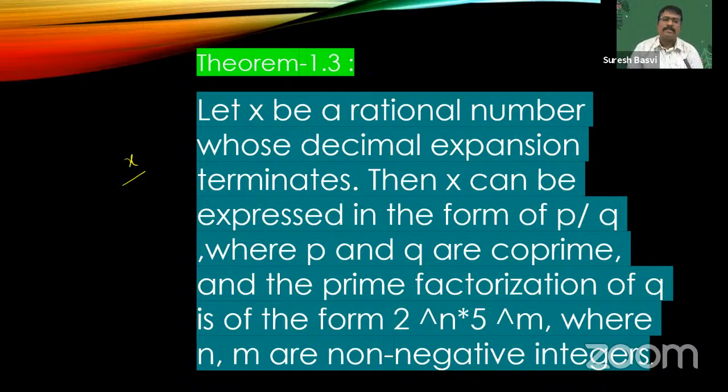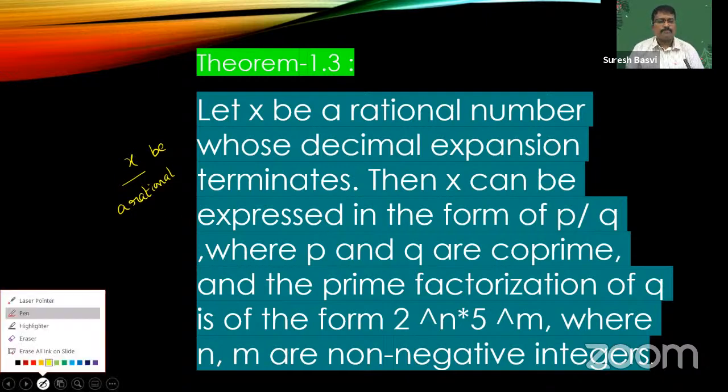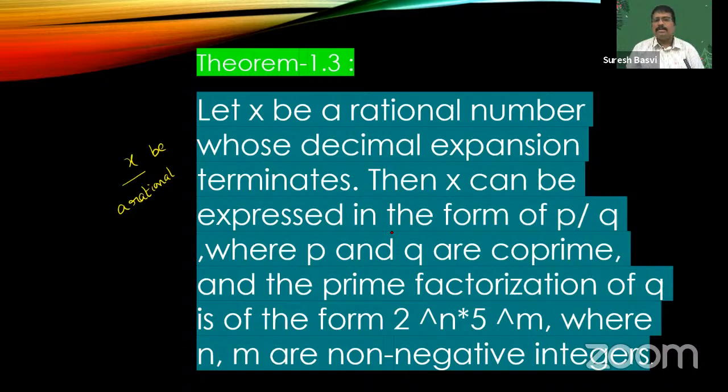Let x be a rational number whose decimal expansion is going to be terminated. Then x can be expressed as follows. Then x can be expressed in the form of p by q, where p and q are co-primes.